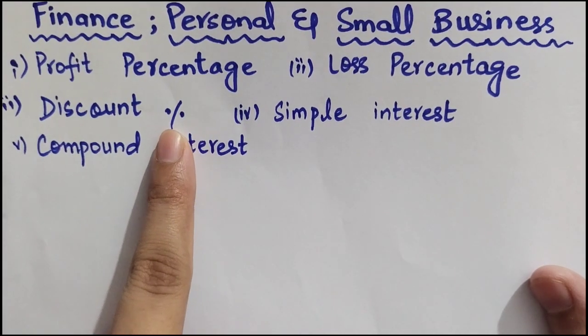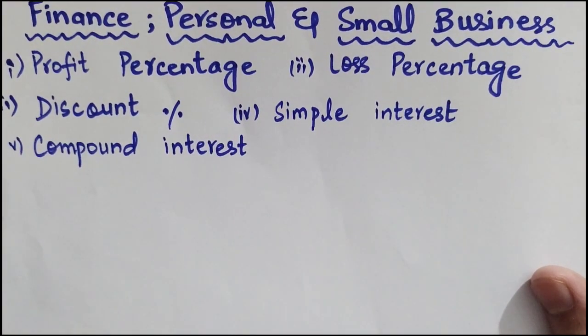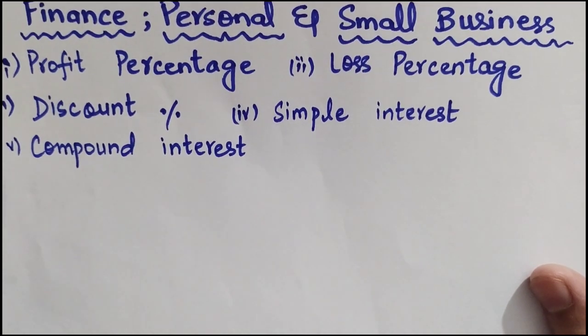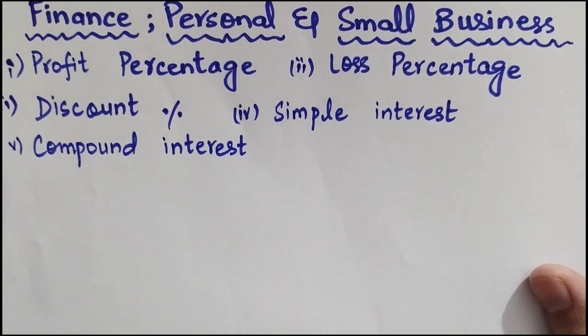Similarly, discount percentage and loss percentage are interlinked with the topic percentage and finance. Both come under the same subject. If you simply have to find the profit, it comes under finance, but if you have to find profit percentage, it comes under finance as well as the percentage topic.